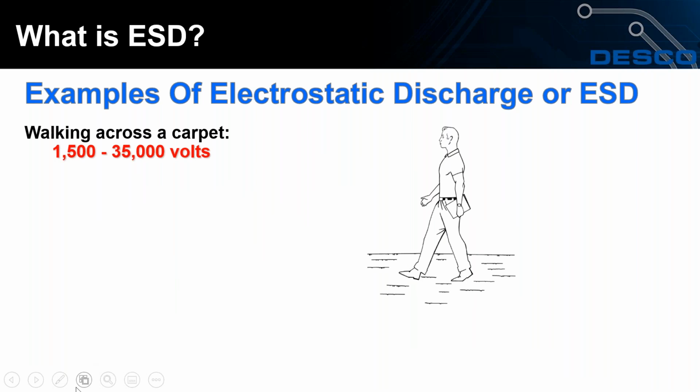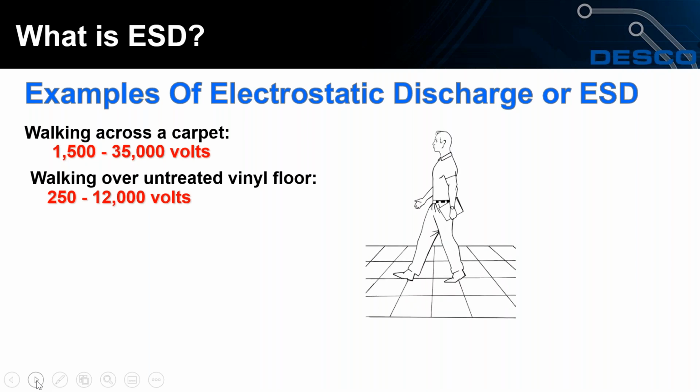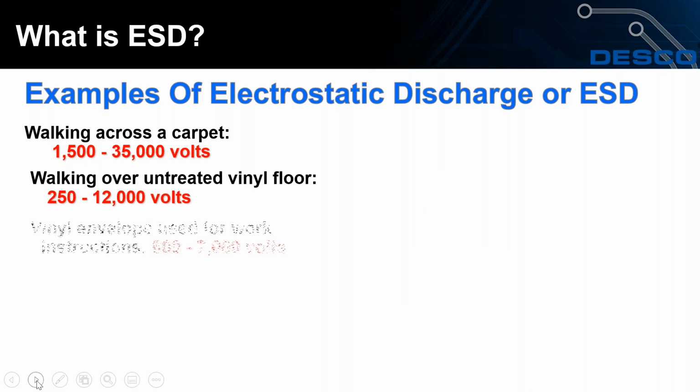Here are some examples of the charge amounts we might generate. Walking across the carpet, usually somewhere around 1,000 volts, depending upon where you're at in the United States or the world. It may be as high as 35,000 volts. Walking across vinyl tile floors, again, up to 10, 12,000 volts in many cases. Keep in mind that the reason we bring up carpet and vinyl tile is that these are basically plastics. Carpet is basically nylon.